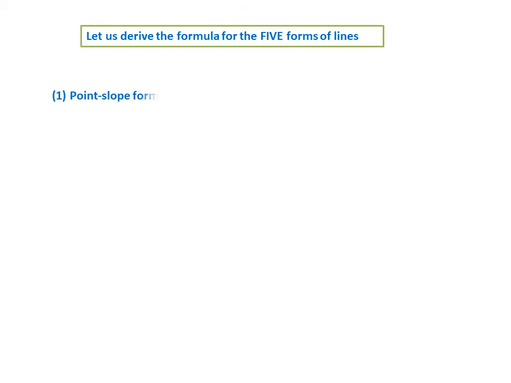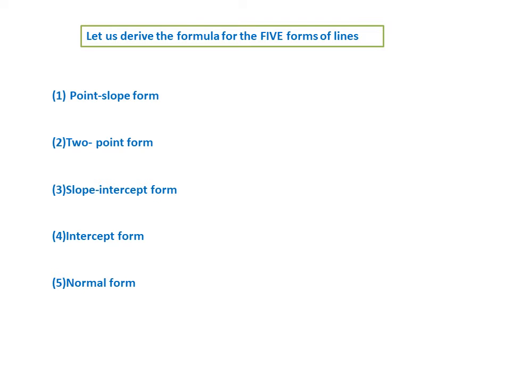Let us derive the formula for the following. So once again I am repeating so that you should remember this. How many forms are there? Totally 5: point slope form, 2-point form, slope intercept form, intercept form, normal form. And you have to remember what is given. In the first case, m is given, 1 point is given. What is the equation? y minus y naught equal to m into x minus x naught. This you have to remember.